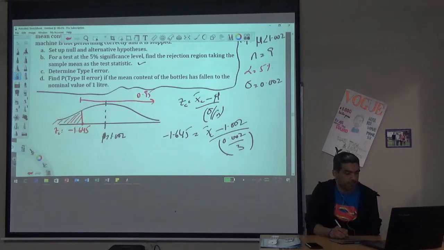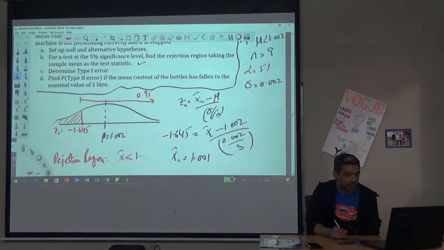So x critical value is 1.001. Okay. Are you all getting 1.001? Yes. Alright, so the rejection region is x bar less than 1.001. That's your rejection region.